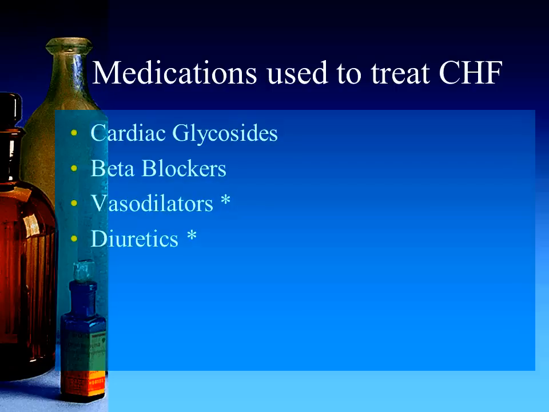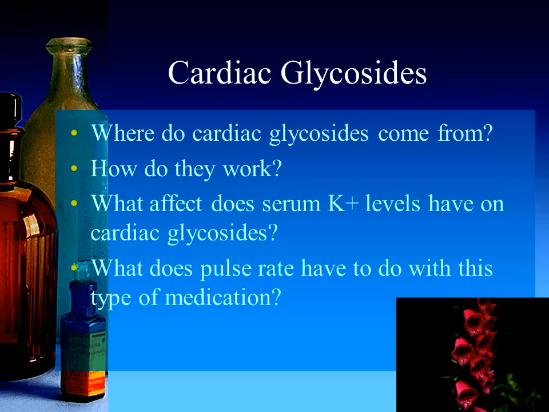So the first one that we're going to look at is going to be cardiac glycosides, and we're also going to take a look at beta blockers. The other two on here, vasodilators and diuretics, are used to treat CHF, but they actually fall a little better under next week's unit, which is that of vascular and renal medications. So we're not going to deal with those today, but we will be dealing with those next week. So we're going to take a look first at our cardiac glycosides.